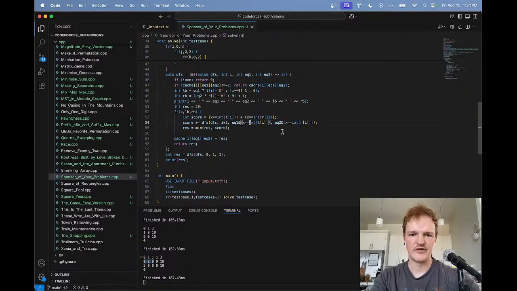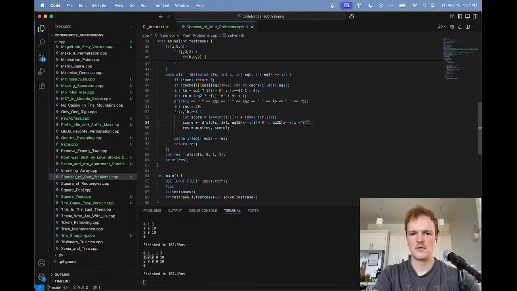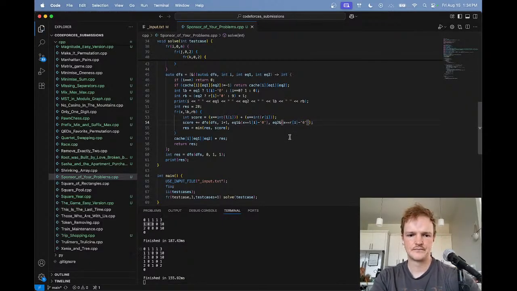Oh, it's probably the same problem here. I forgot about these. 1, 1, 0. This is saying you are equal to the left bound. You chose a 1. Now all you can choose is a 9. And then all you can choose is a 9 again. So that looks right.